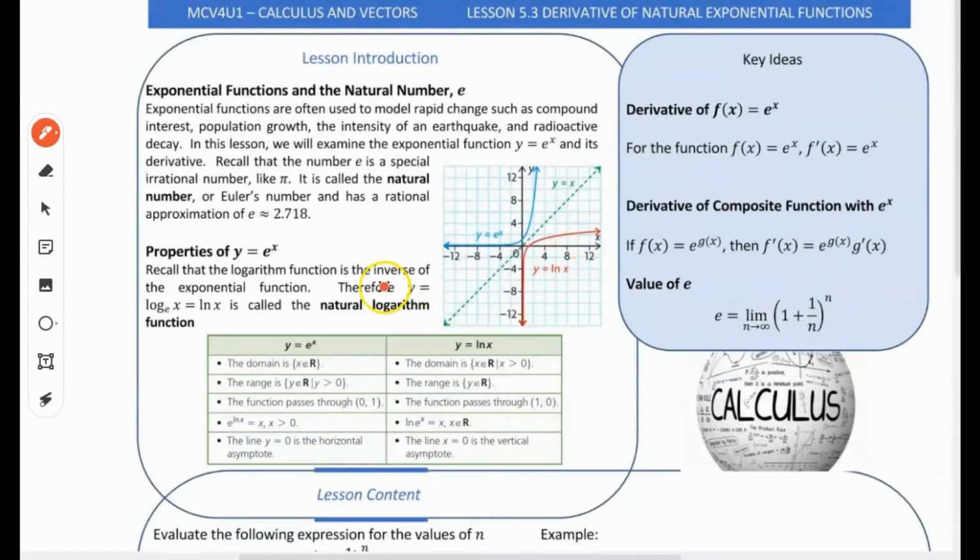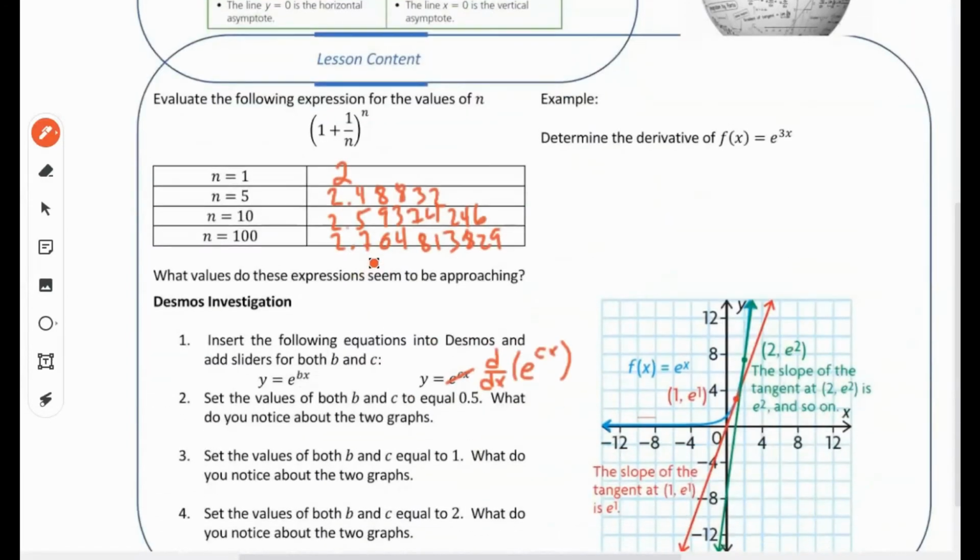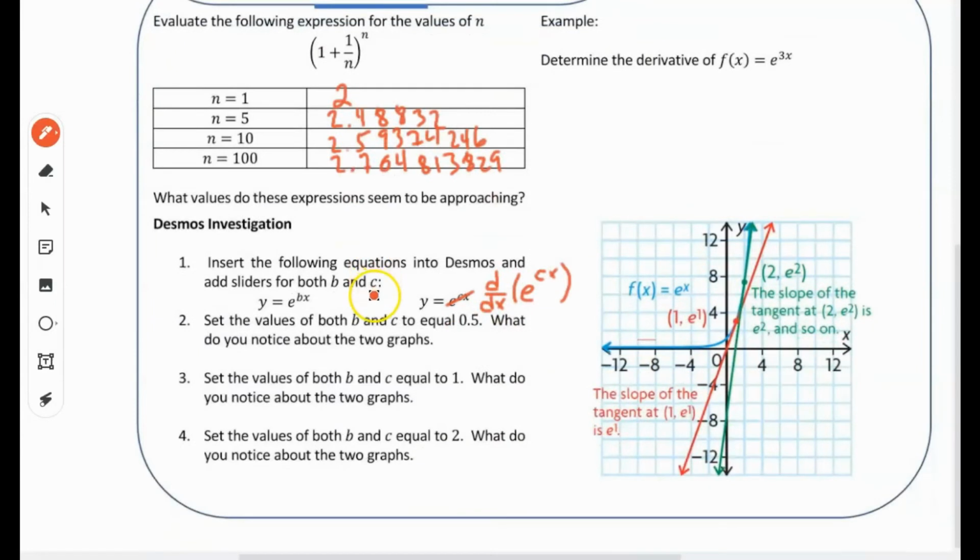But this is what we're going to be looking at today, Euler's number to the power of x, the natural exponential. We also have the natural logarithm, or ln, but we will look at that in another lesson. Okay, so basically we want to figure out what's the derivative of a natural exponential.